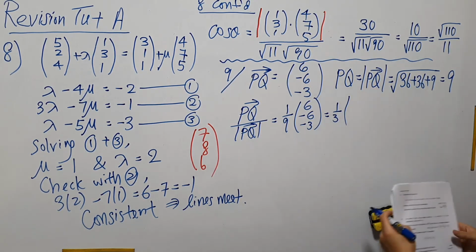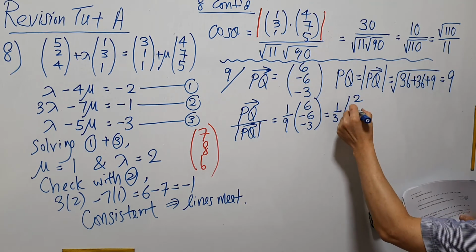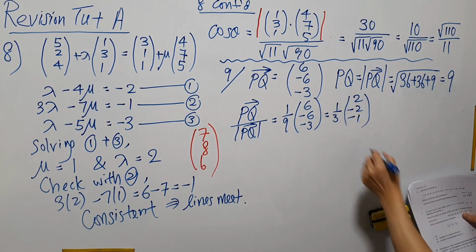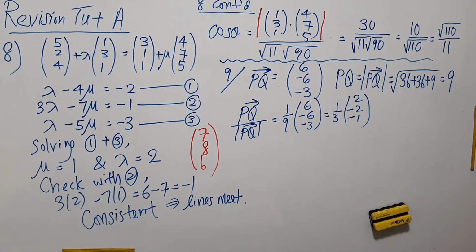This gives me 2, minus 2, minus 1. So this is the so-called unit vector in the direction of PQ. And then you want to find the Cartesian equation of the line PQ. Okay, line PQ, right?